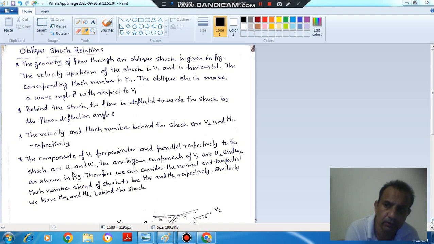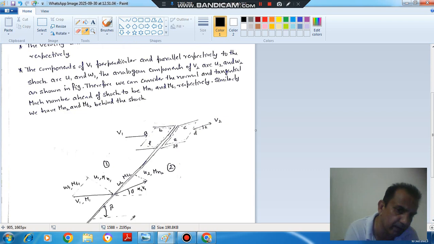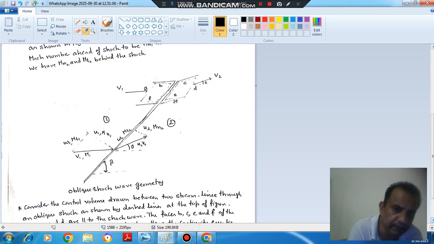Now we'll use that by considering a flow having Mach number M1, velocity V1, and it comes across a shock wave. So that is your shock wave, which makes an angle beta, which is called shock wave angle, with the direction of flow or direction of velocity. Okay. So now after the shock wave, or behind the shock wave, the flow properties or the flow Mach number changes suddenly. It becomes M2, velocity becomes V2, and the flow is deflected by an angle theta.